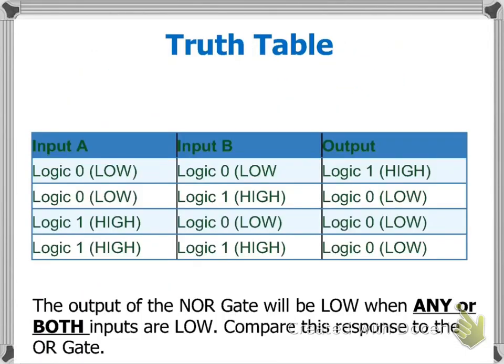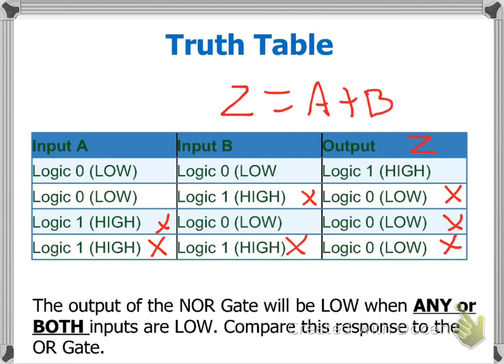There's the truth table. So Z will be low if A or B is high. In this case, B is high. Z will be low if A is high, and Z will be low if A and B are high together. So again, the Boolean expression is Z equals A ORed with B, NOT. That's for that final inverter.